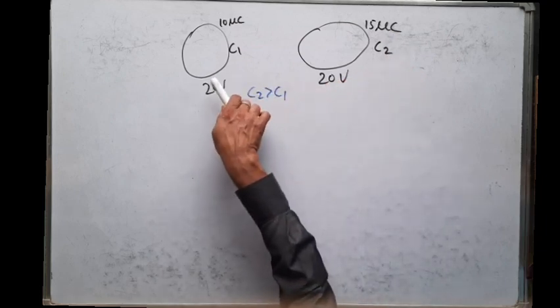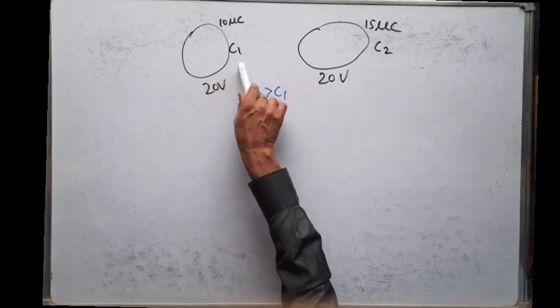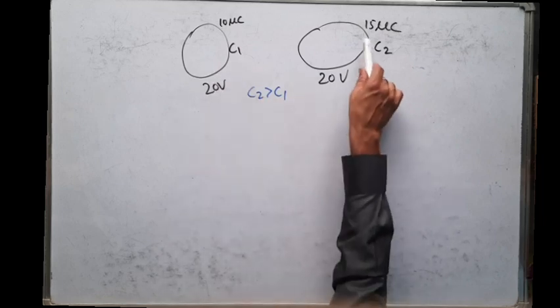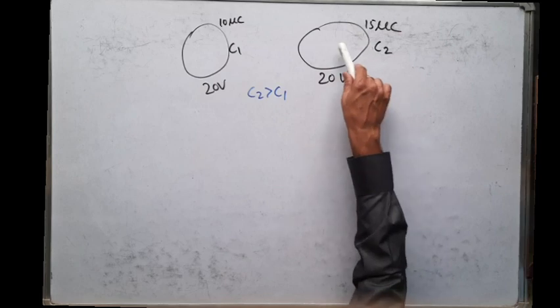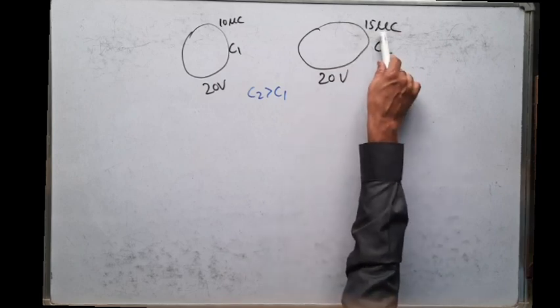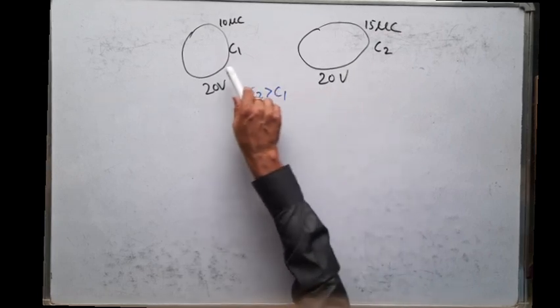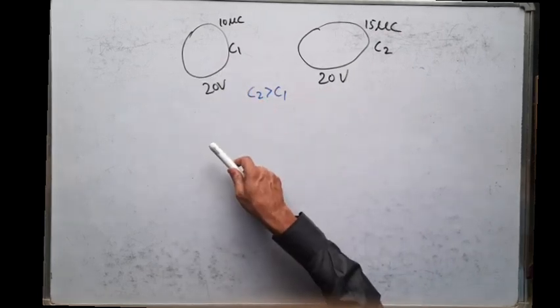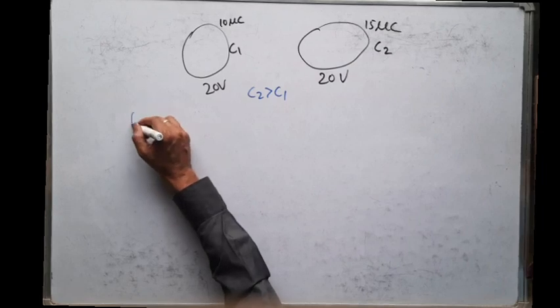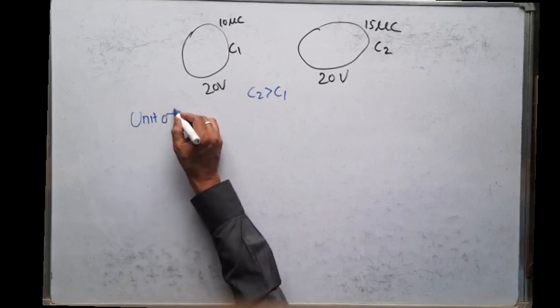For the same potential difference between conductor and earth, that is 20 volt and 20 volt, it can store more charge compared to this. So the capacitance of this spherical conductor is more than the capacitance of this. Then a question comes, what is the unit of capacitance?